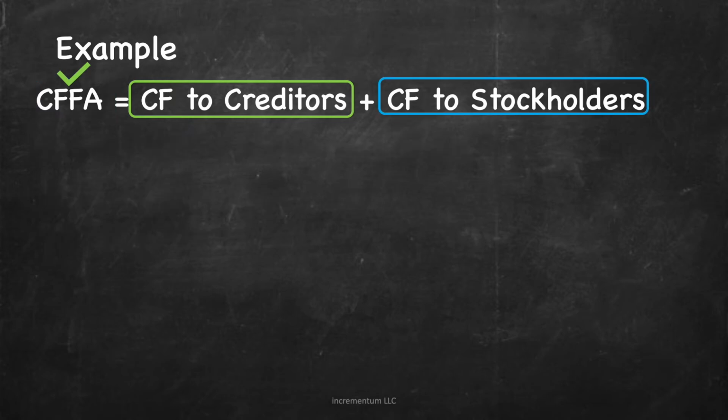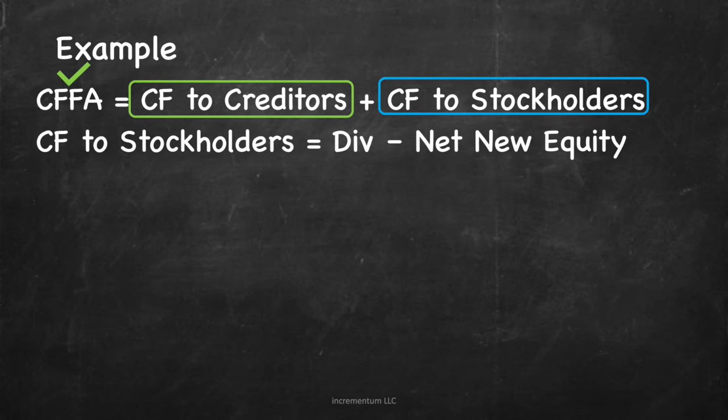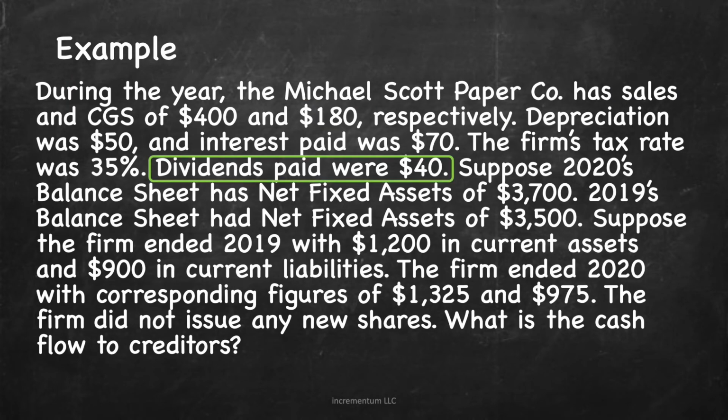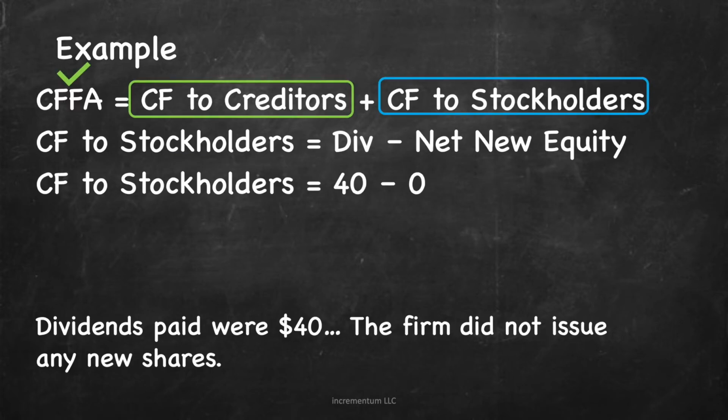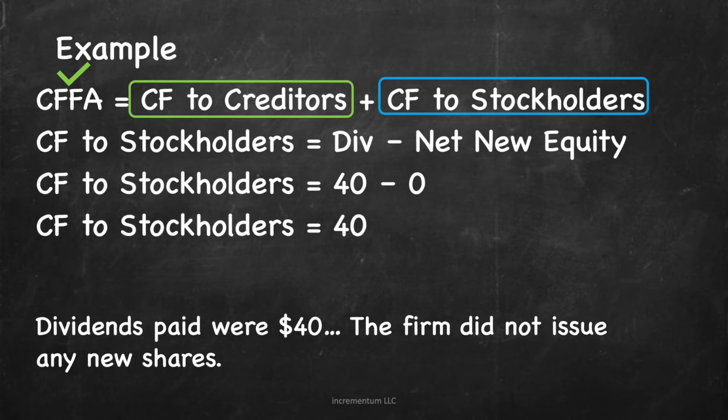Cash flow to stockholders is calculated as dividends minus net new equity. If we go back to the problem, we're told that we paid dividends and we're also told that we didn't issue any new shares. We're not given any information about repurchases, so we can assume that we didn't repurchase any shares. So if we plug in the information that we have here, our dividends come to $40 and there were no changes in the amount of shares that we issued or repurchased, so net new equity is going to be 0. So our cash flow to stockholders comes to $40. That's a positive number. That means we gave $40 to the stockholders, and that makes sense. It was a dividend that we gave them. So we gave them $40 in cash.